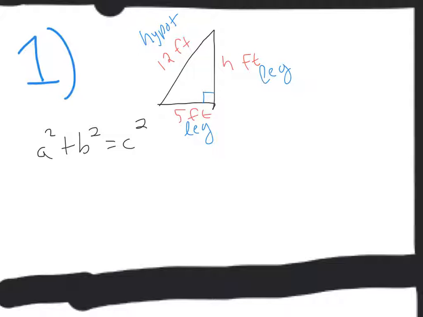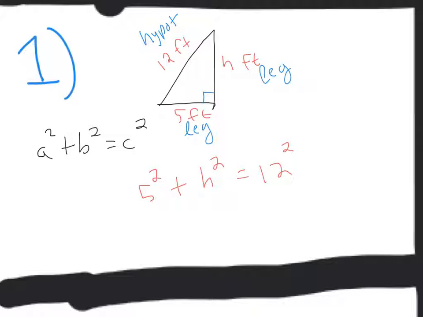Okay, so let's go ahead and use these numbers and letters to write an equation. It doesn't really matter what leg you choose first. I'll just go with 5. So that's my first leg right here, and it's going to be 5 squared plus h squared equals 12 squared, because my hypotenuse is my c here.